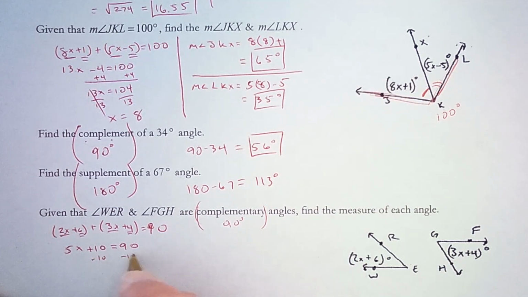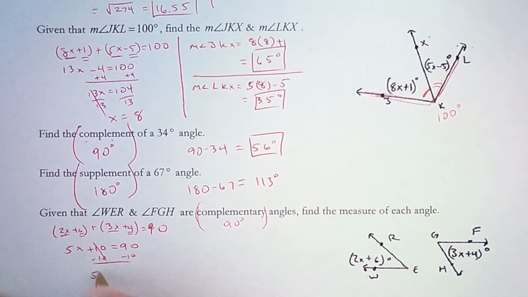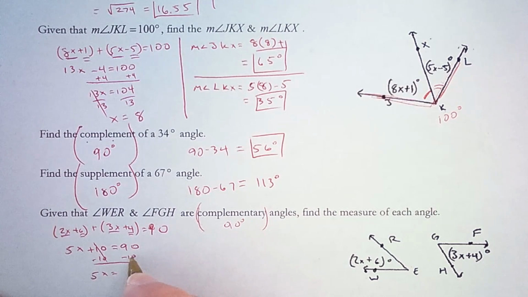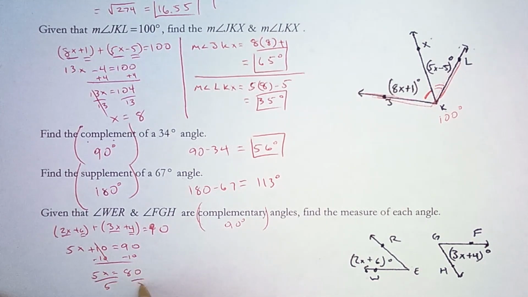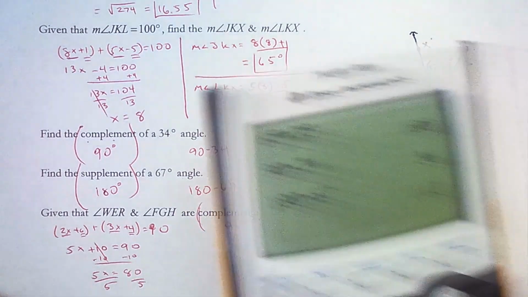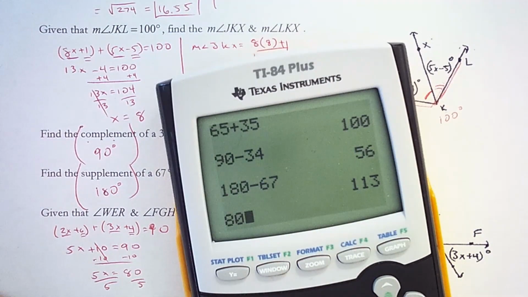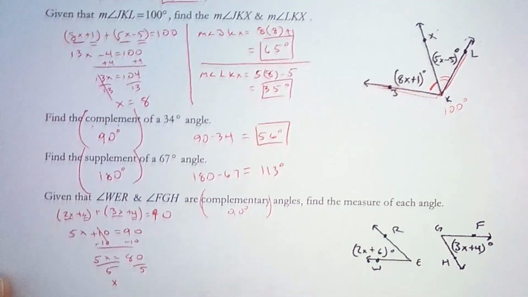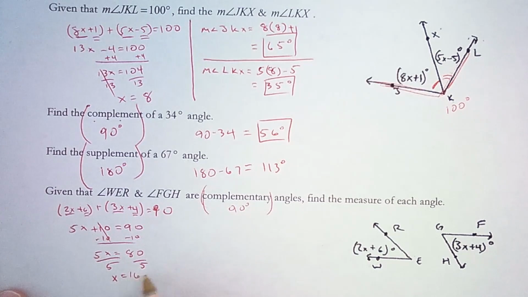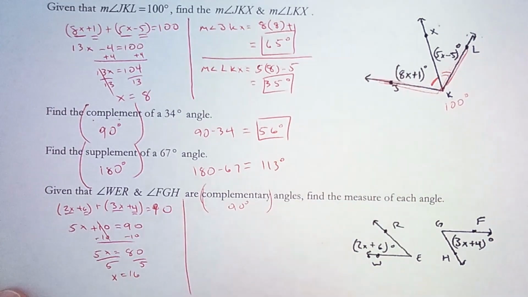Now minus 10, 5x equals 90 minus 10, which is 80. And we are going to divide by 5. 80 divided by 5 is 16. So x is 16. Now we need to find the two angle measures.